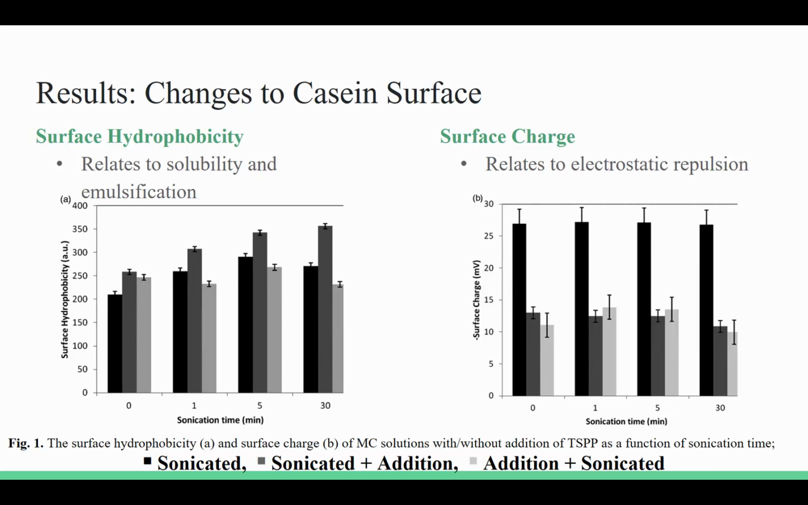And then looking at surface charge, the systems without TSPP had much higher surface charge, which makes sense because how tetrasodium pyrophosphate works is that it complexes with the calcium. And so when it does this, it reduces the charge load on the protein. And so the systems where TSPP was present, the surface charge was much lower because it was complexed.